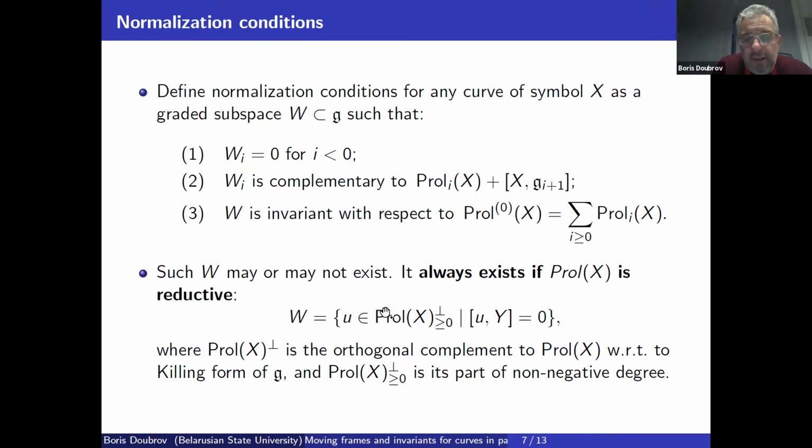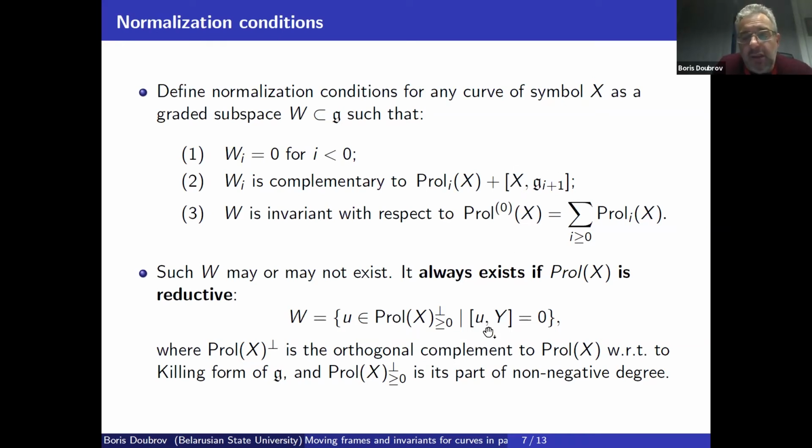We can first of all take an orthogonal complement with respect to the Killing form of g, and then take its non-negative degree part. So this is a subspace: the non-negative part of the orthogonal complement. But then I know that this subspace will be complementary to the prolongation of x, but it would still be too large to be complementary to the image of ad x.